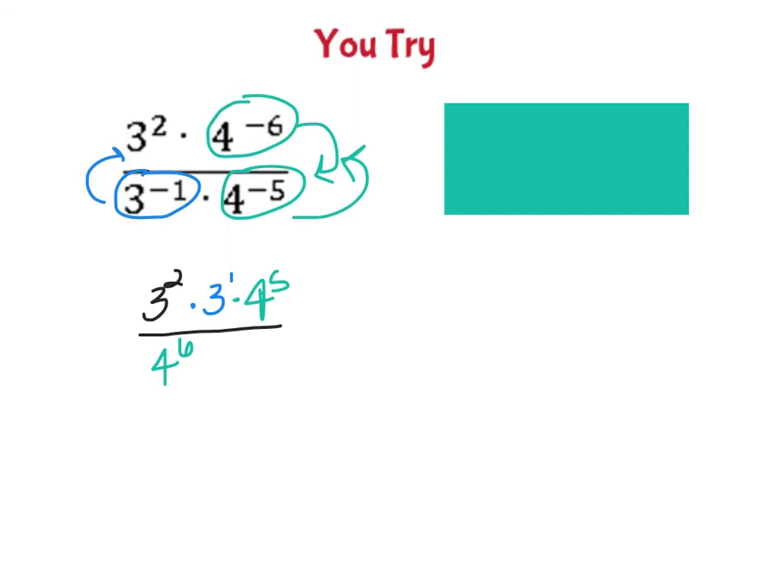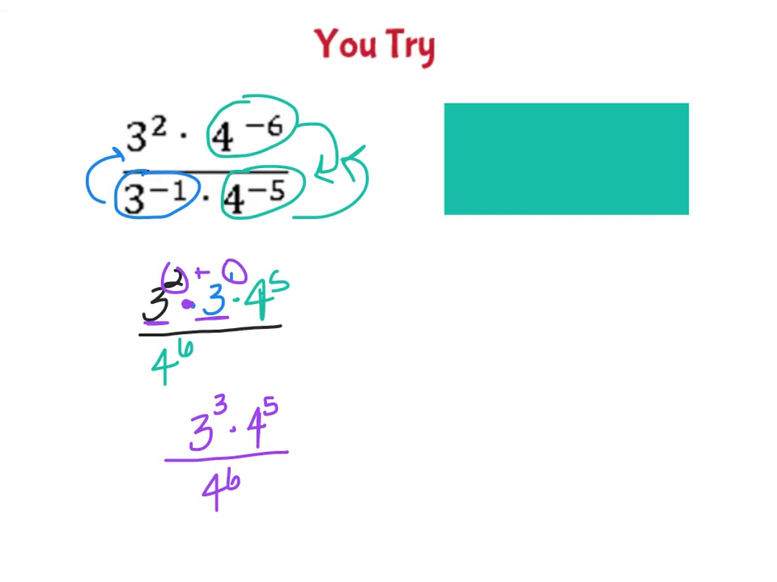Okay, now let's simplify the denominator. 4 to the 6th, there's just that one term. I'm going to rewrite it. In the numerator, though, I do see 2 things that I can combine. I have like bases of 3. If I'm multiplying these 2, I add my exponents, 2 plus 1, so that gives me 3 to the 3rd power in the numerator times 4 to the 5th.